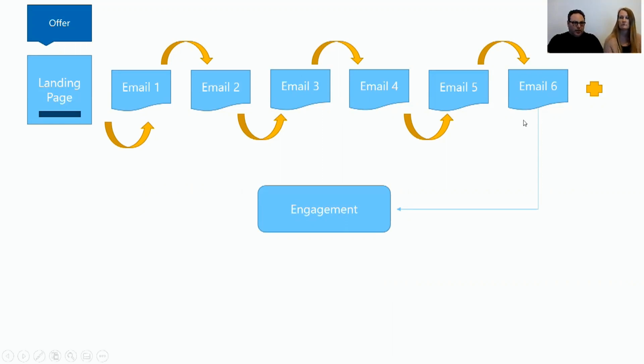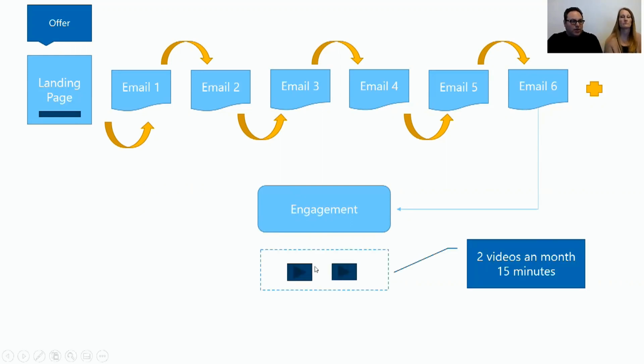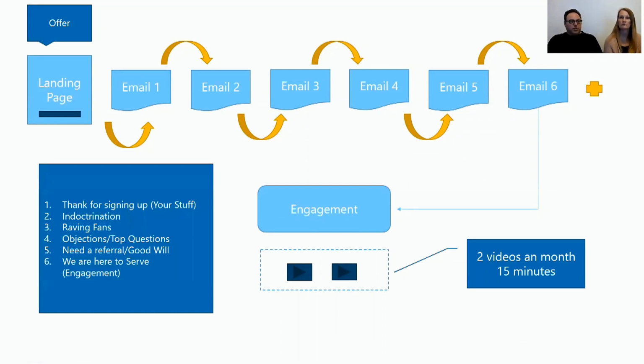And then basically, it moves them into the engagement phase. So this is another list inside your nurture sequence. And there's a little reminder here. We find that by sending a minimum of 2 videos a month, it only takes you about 15 minutes a month to shoot them and send them out to your group. It's a great way to keep them in digital engagement.